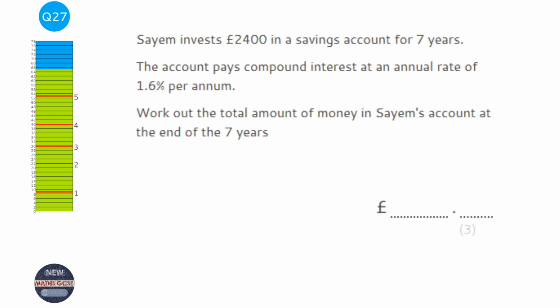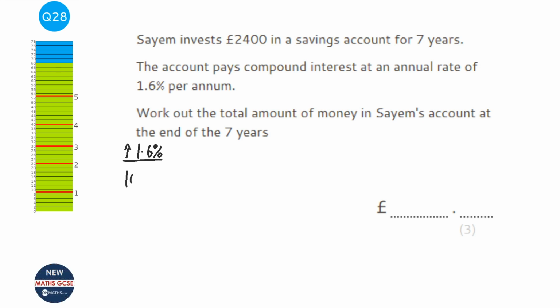Now I'm going to be using the multiplier method for this question, but you might have a different method, and if it's working, stick with it. Okay, so to use the multiplier method, we need to work out what we're doing. So we're increasing by 1.6% because it's a savings account, and if your money goes down in a savings account, you wouldn't be happy with it.